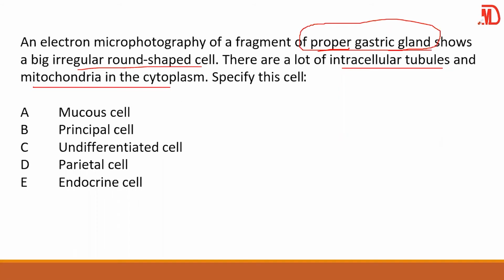Gastrin is released by the G cells. But the secretion of the juice is by the parietal cells. All right.